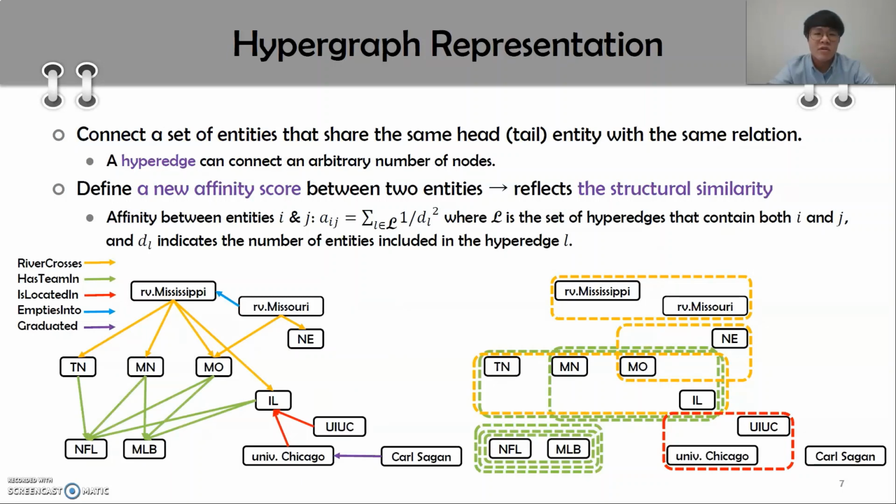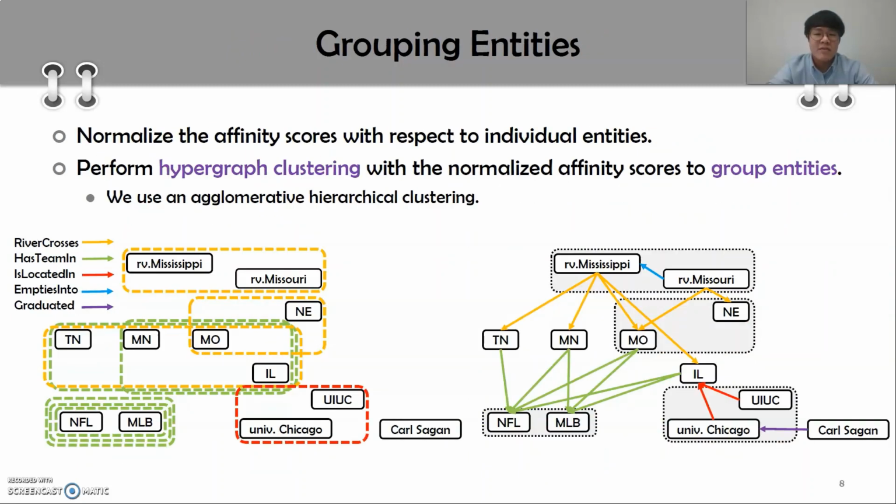To measure the structural similarity between two entities, we first identify a set of entities that share the same head or tail entity with the same relation and connect them using a hyperedge. We propose a new affinity score between two entities by considering how many common patterns are shared by those entities and how rare the patterns are. We normalize the affinity scores with respect to individual entities to appropriately compute the pairwise similarity scores. Based on these scores, we perform hypergraph clustering, which results in a set of groups of entities.